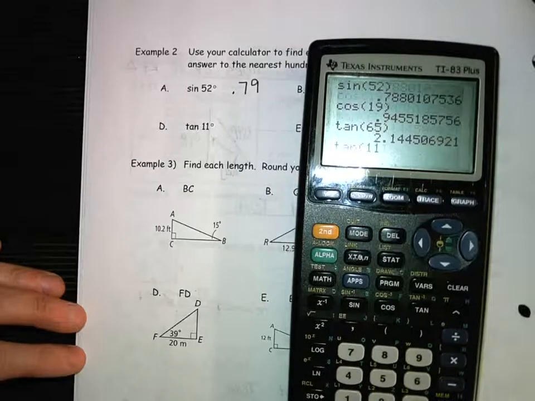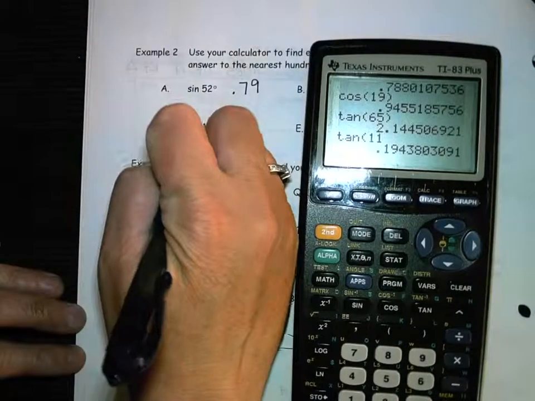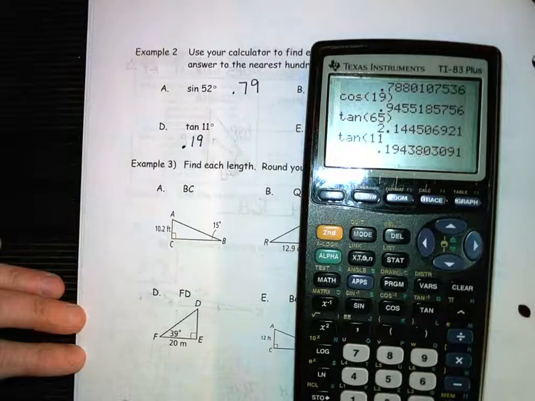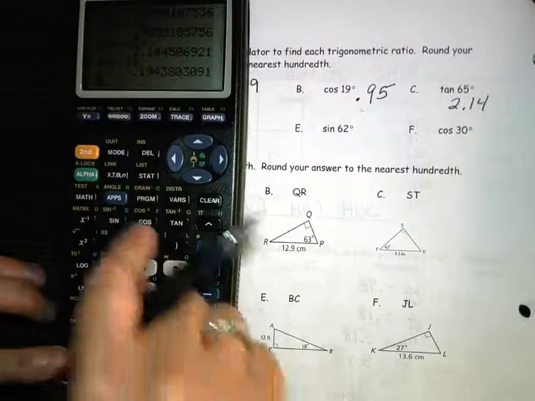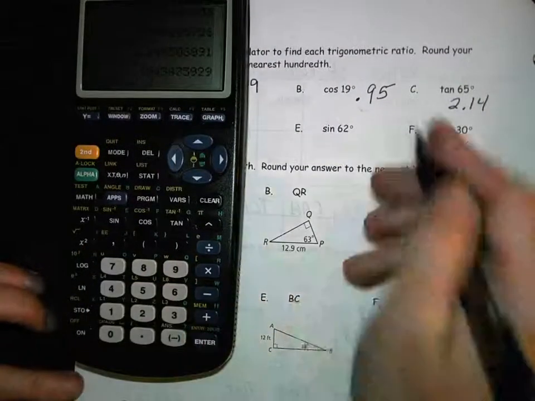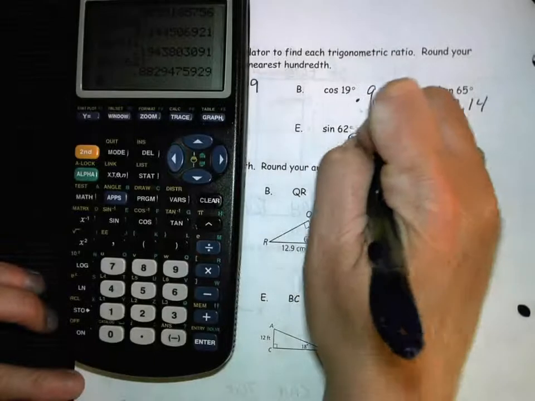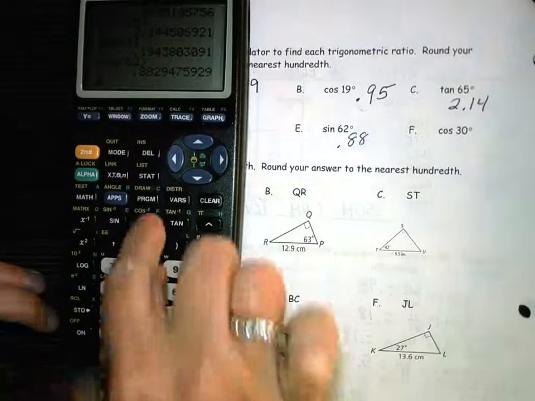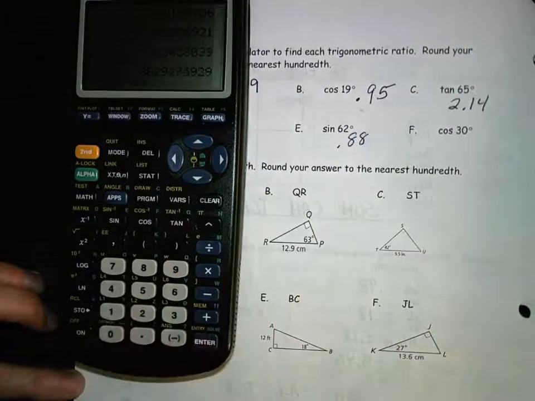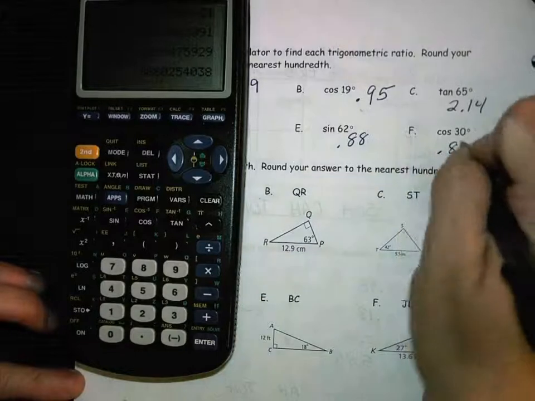Tangent of 11 is 0.19. Sine of 62 is 0.88. And cosine of 30 is 0.87.